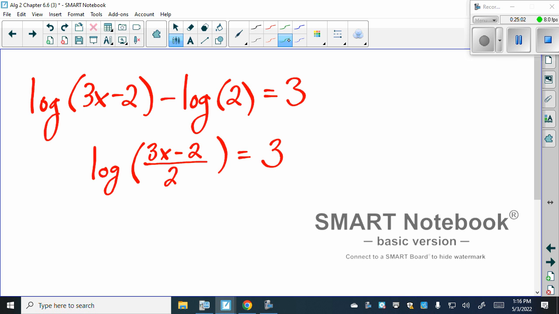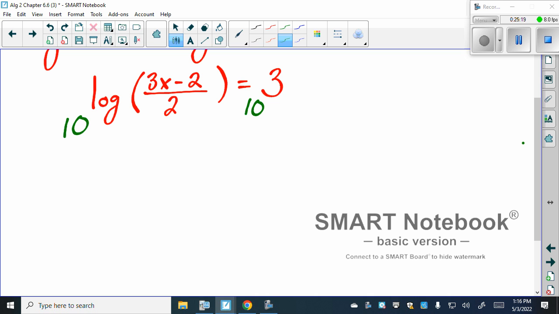Because once we rewrite it as one log, we can go through the same processes. So the next thing we need to do is simplify the log. Since it's understood the base is 10, we're going to put both sides to the base of 10, because 10 to the log cancels out, leaving us with 3x minus 2 divided by 2 is equal to 10 cubed. Ten squared is 100, so multiply by 10 one more time, and we get 1,000.